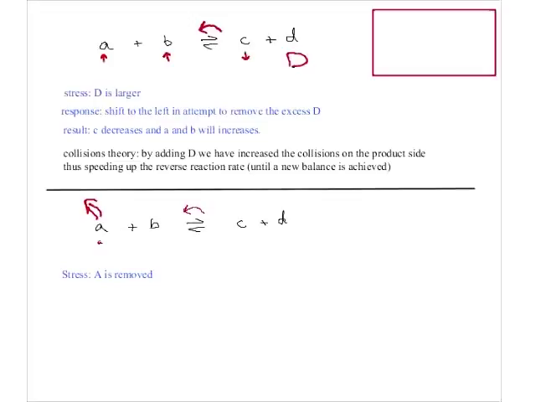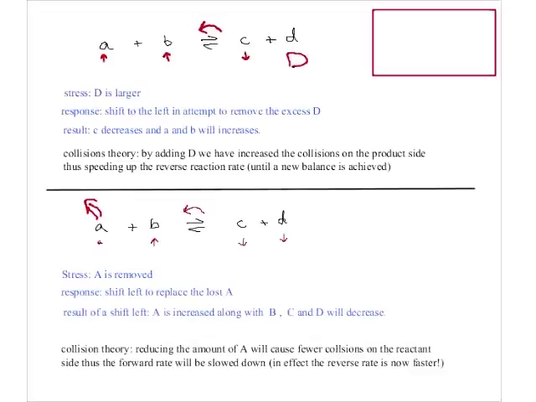The consequence of shifting back that way is that the concentration of B will go up and C and D will begin to drop. So again, consequences for every shift. Le Chatelier would say the removal of A is a stress. The system responds to try and replace the lost A. The result is that A increases, because that's what we wanted to do in the beginning, get A bigger. But because of that, everything else shifts as well. So B goes up and C and D decrease.